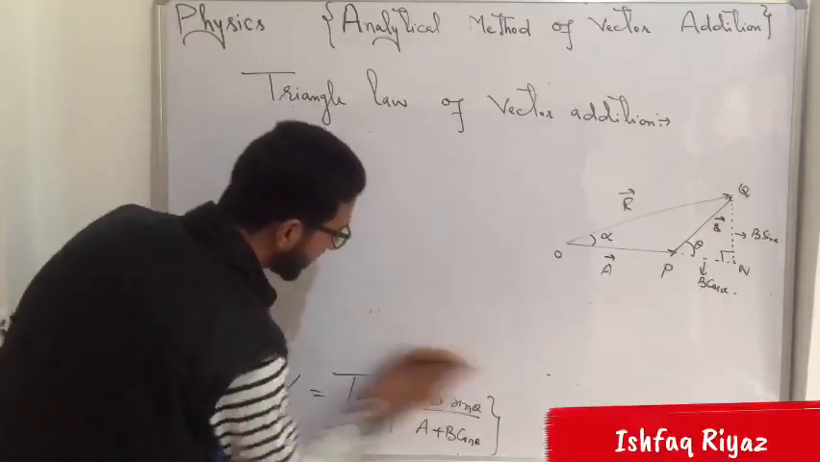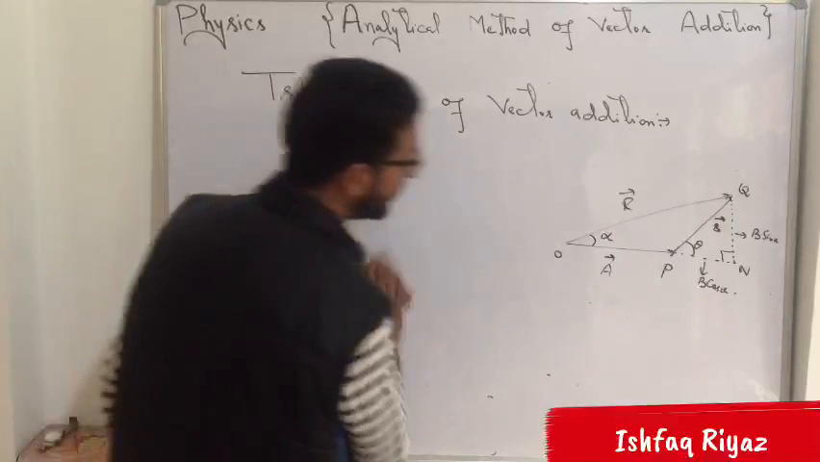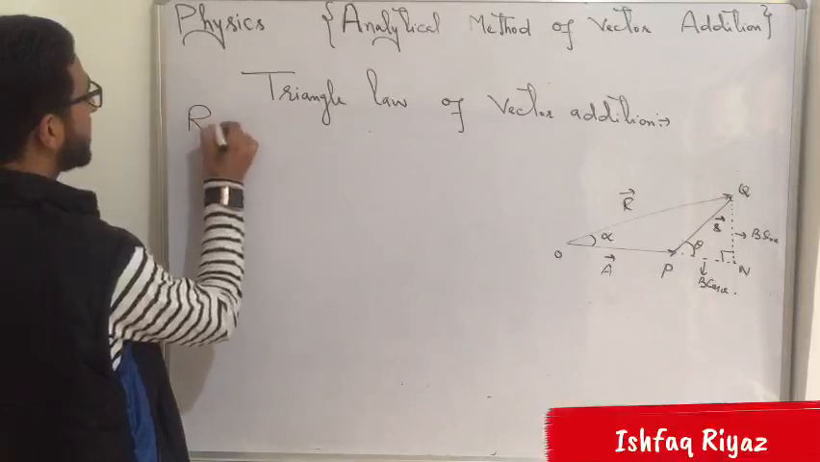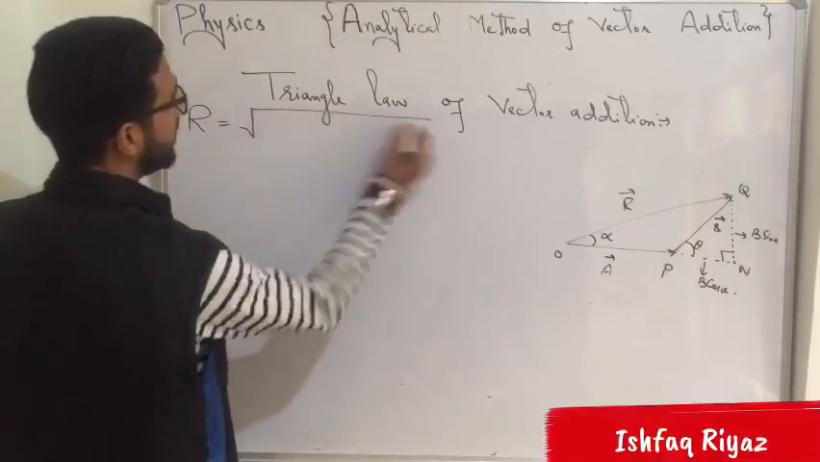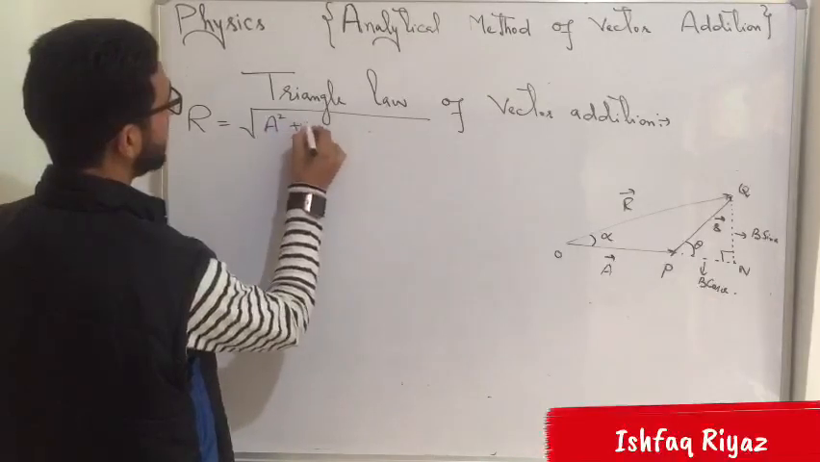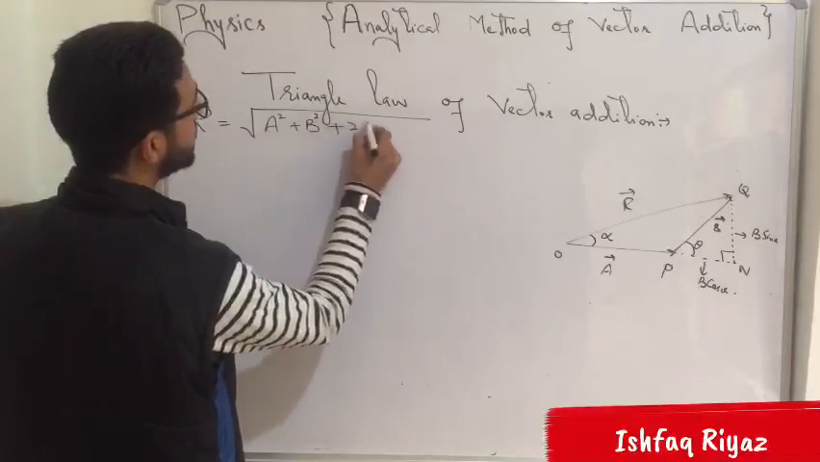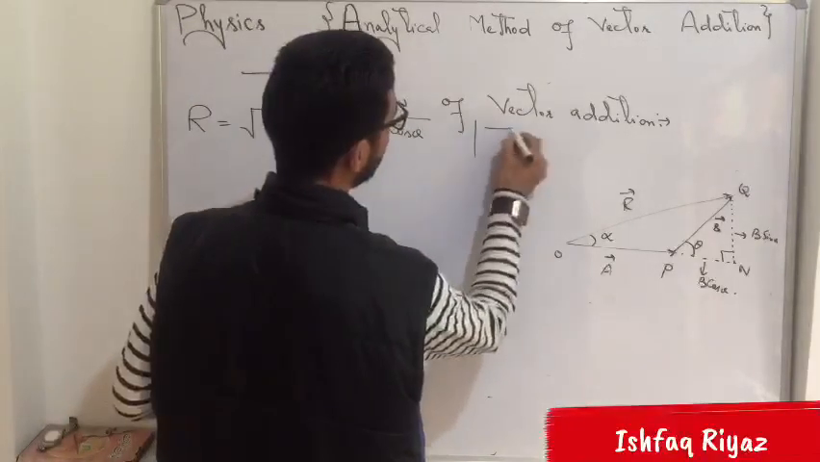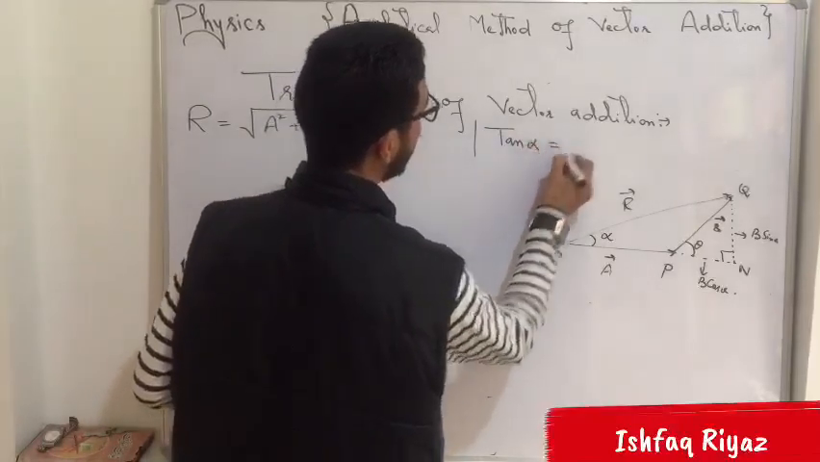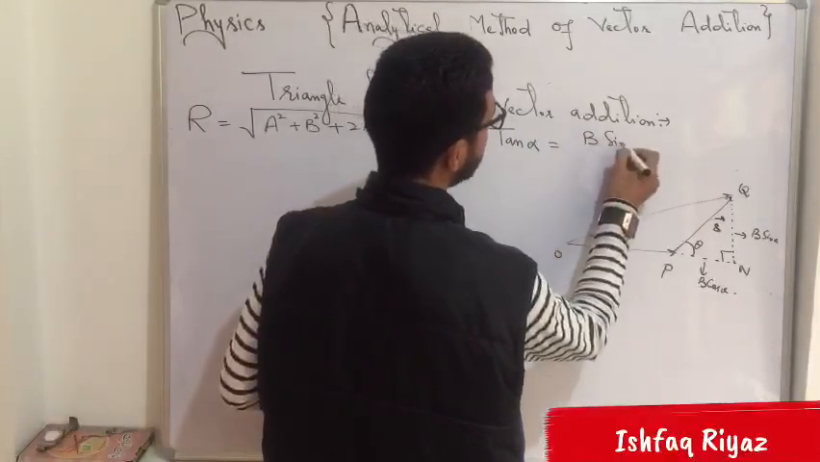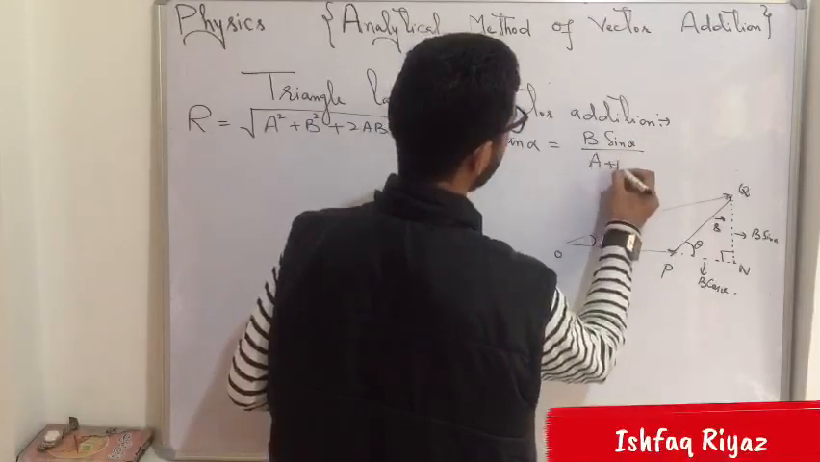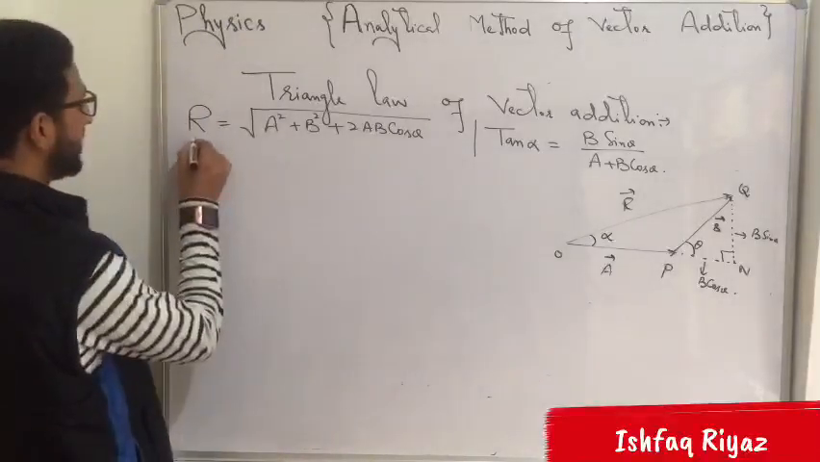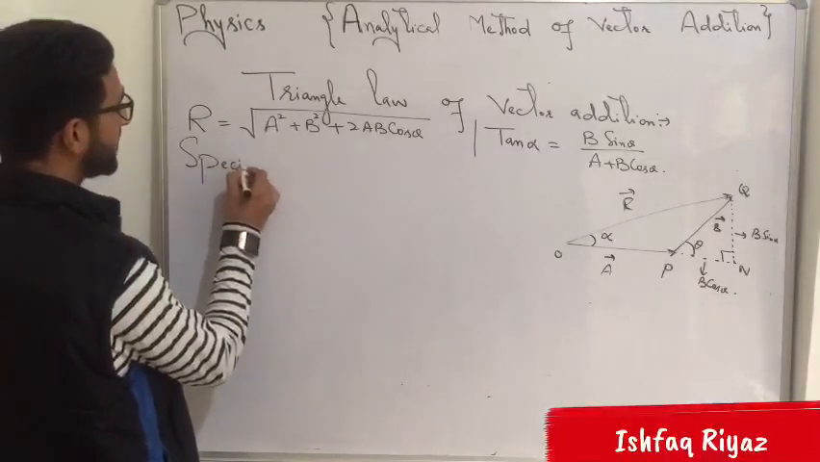So by mathematical analysis we got two important results, that is the magnitude of the resultant vector r, it is equal to under root of a square plus b square plus 2ab cos of theta, and the direction of the resultant vector r, it is given by tan alpha, that is equal to b sin theta divided by a plus b cos of theta, right? Now let us discuss few special cases regarding this. So special cases.